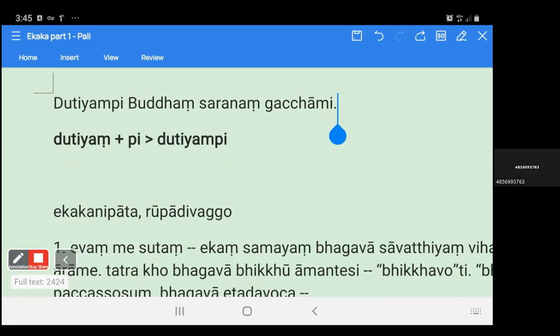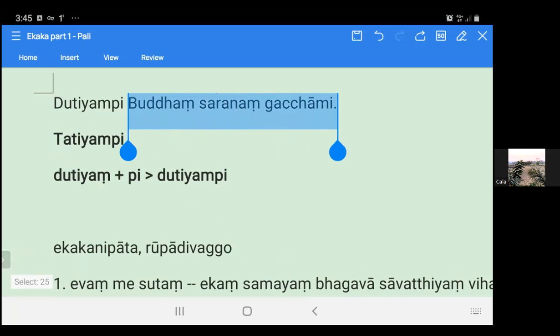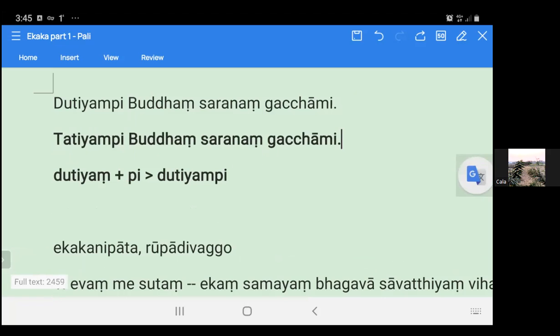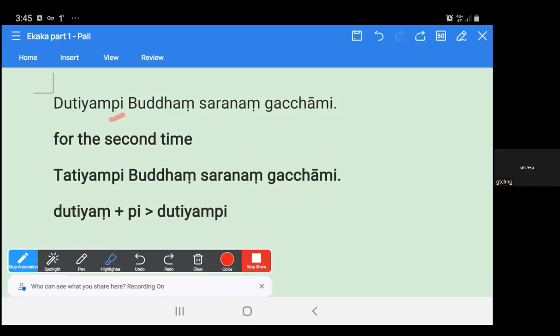Okay. So next one, the third one is tatiyampi. Tatiyampi. All right. So what's the meaning of pi here? Can anybody guess? So dutiyam is second time. So for the second time, what is pi here? What do you think? What is the function of this pi?